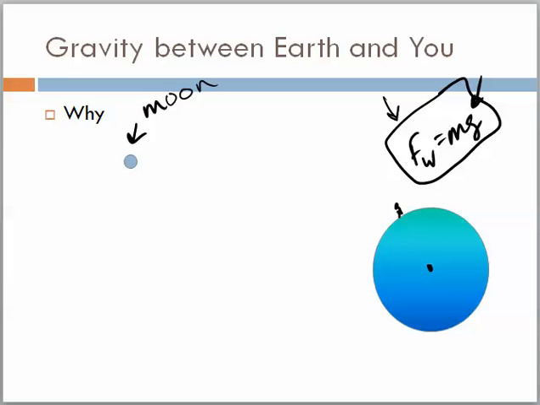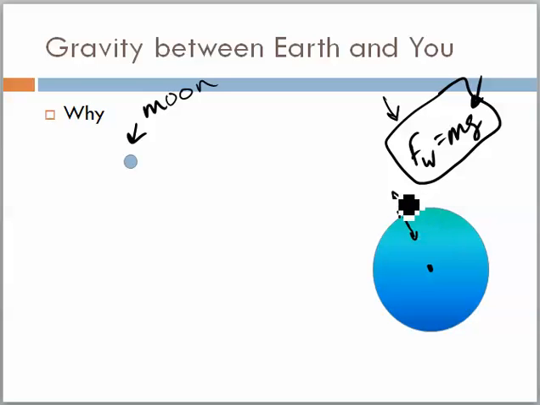Let's go back to the previous slide. What I want you to understand is this force, the gravity, the Earth is pulling down on you. But we know, according to Newton's third law, that you're also pulling on the Earth just the same. You probably never thought about that, but gravity goes both ways. You're attracting the Earth the same way the Earth is attracting you.